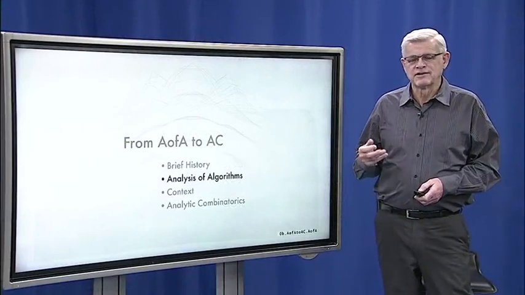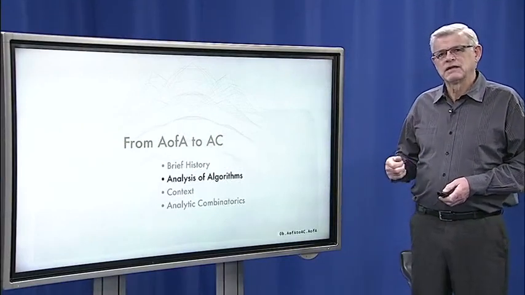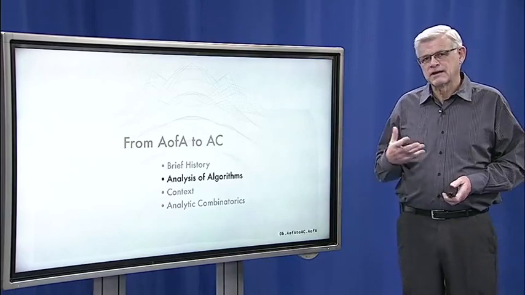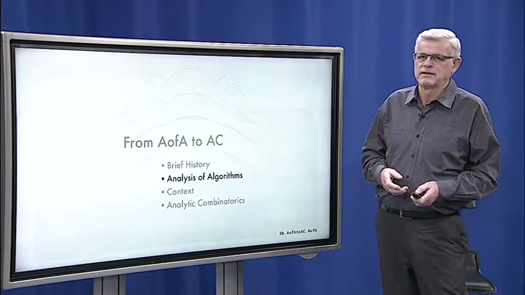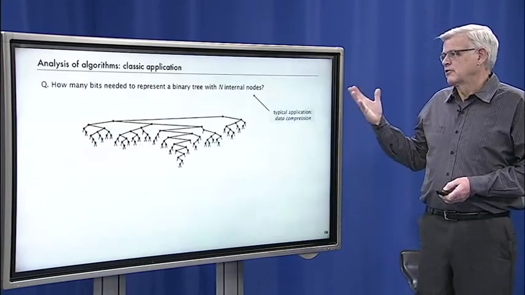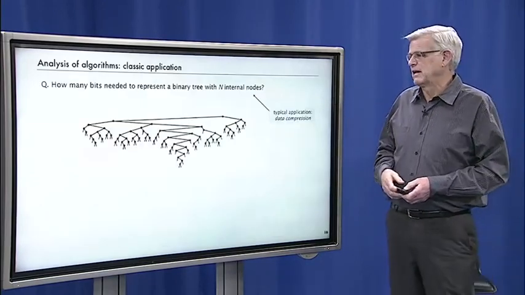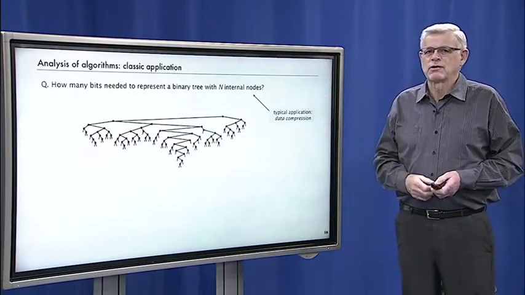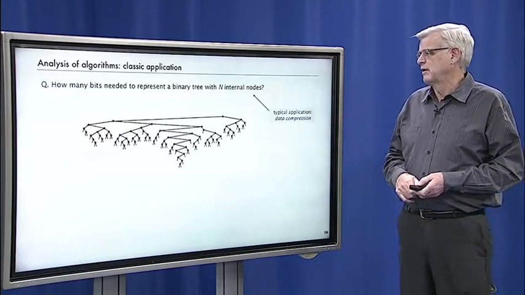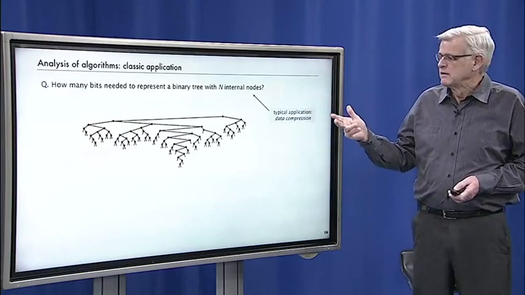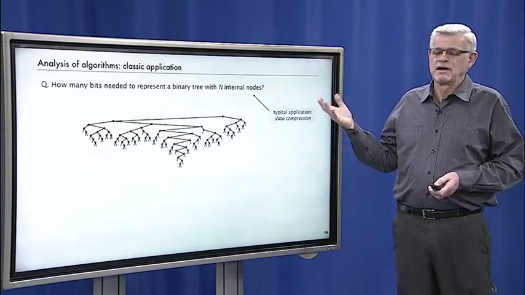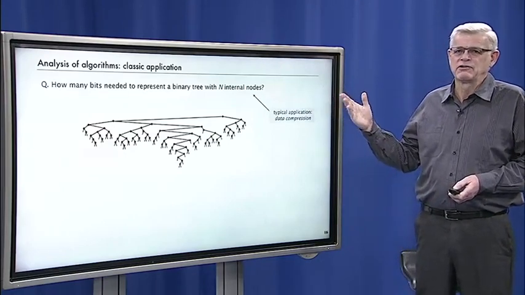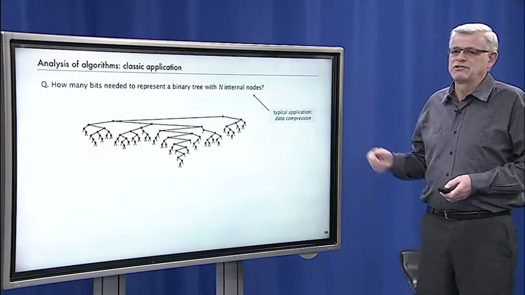Next, it'll be worthwhile to consider a detailed example to set the stage by illustrating the kinds of mathematical techniques that we were using. So here's a classic application for the analysis of algorithms. A very ubiquitous structure in computer algorithms and implementations is a binary tree. And so one question that arises is, how many bits do you need to represent a binary tree with n internal nodes?